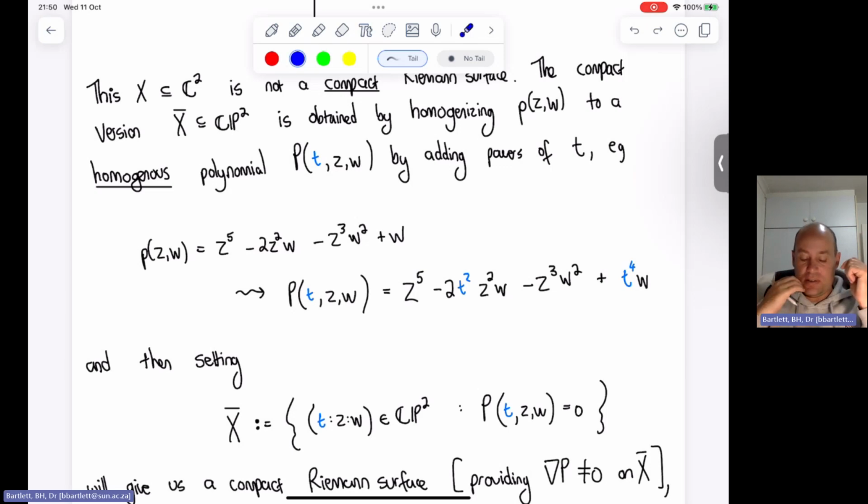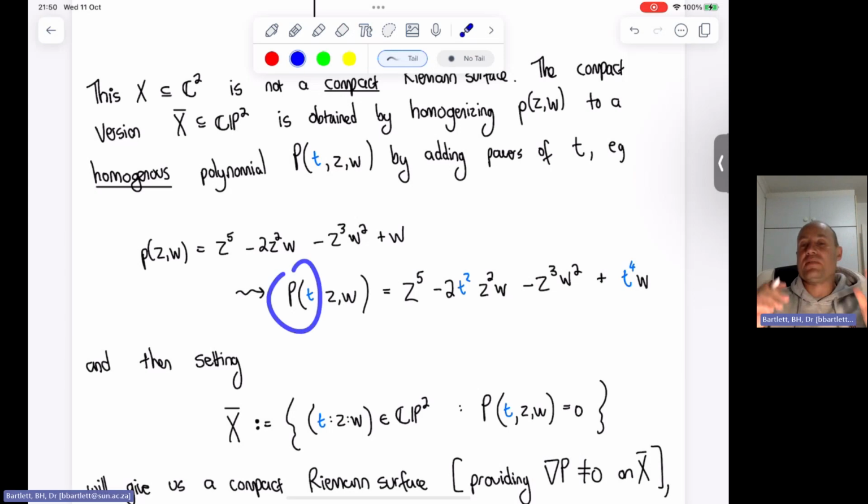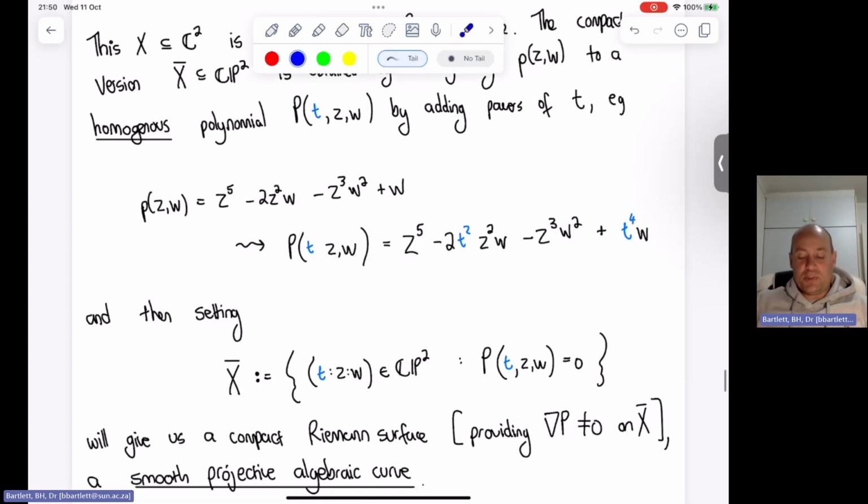If you like, yeah. So again, there is a smoothness condition here. I need that this capital P, its derivatives mustn't all be 0. But providing that's the case, then I get this nice compact version of X. We call that a smooth projective algebraic curve. And it's very useful theoretically.